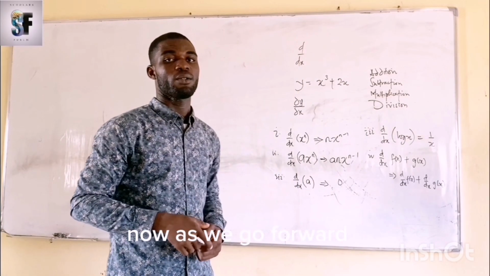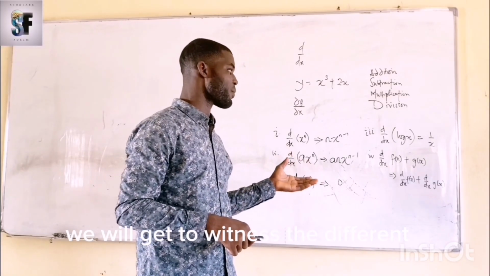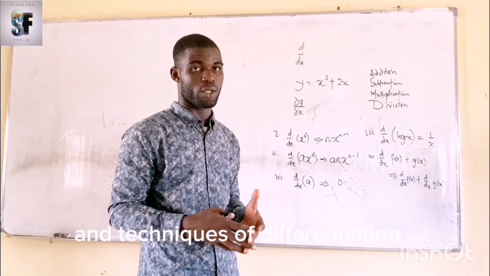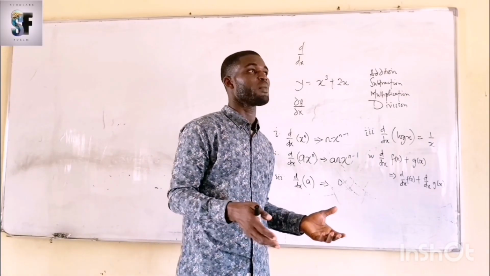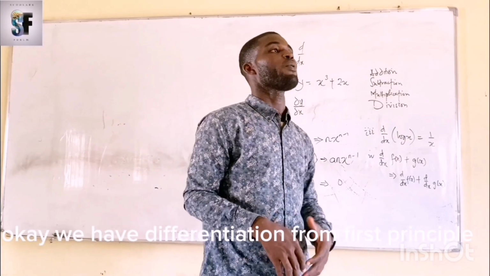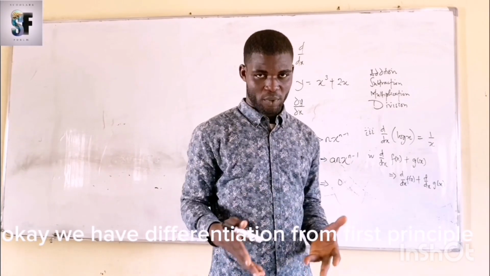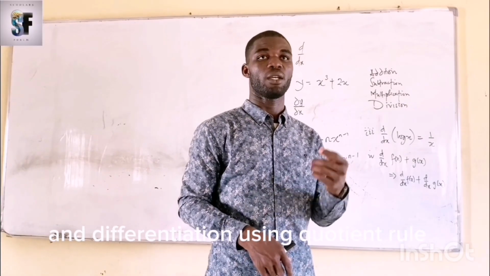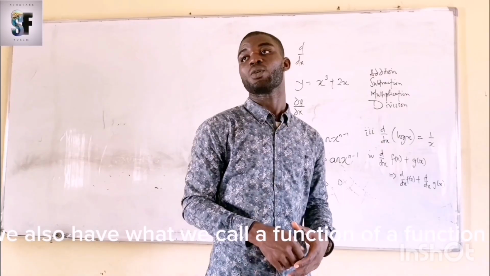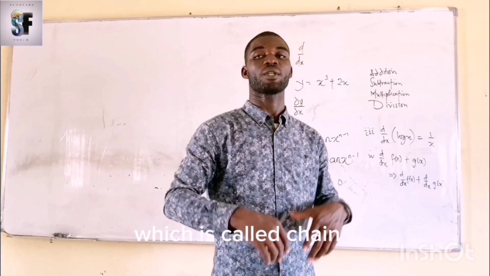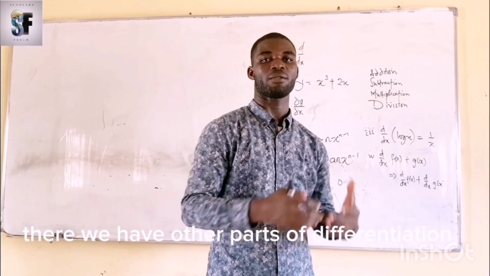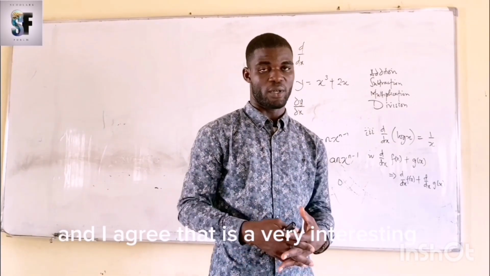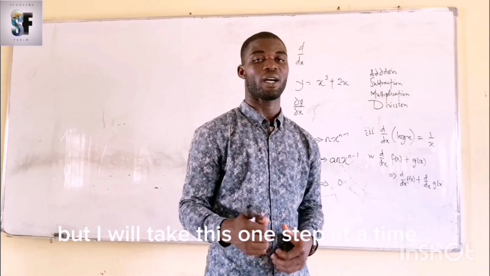Now, as we go further, we'll get to witness the different types of differentiation we can do, the different rules, and the different methods and techniques of differentiation. We have direct differentiation, differentiation from first principle, differentiation using product rule and differentiation using quotient rule. We also have what we call a function of a function, which is called chain rule. Then we have other parts of differentiation, especially higher derivatives. And higher derivatives are very interesting, but then we'll take this one step at a time.